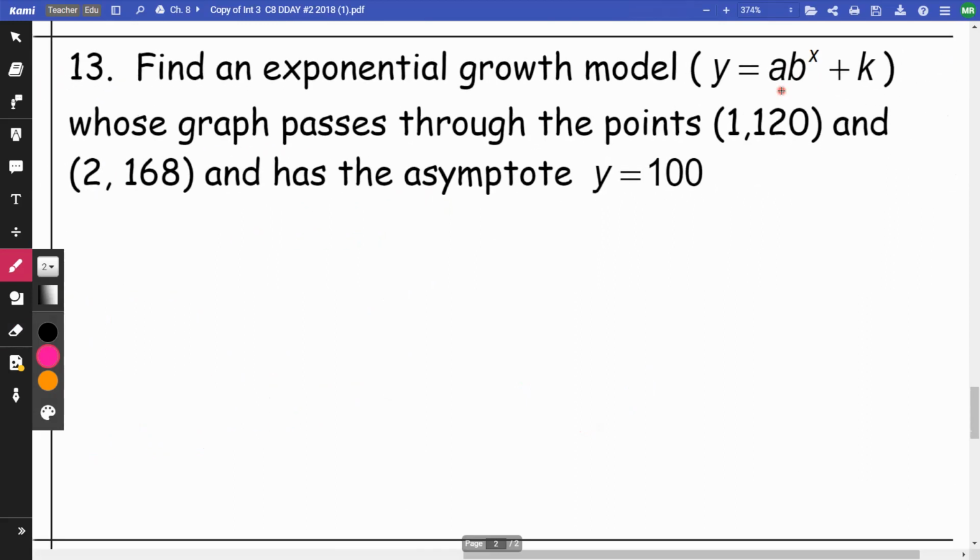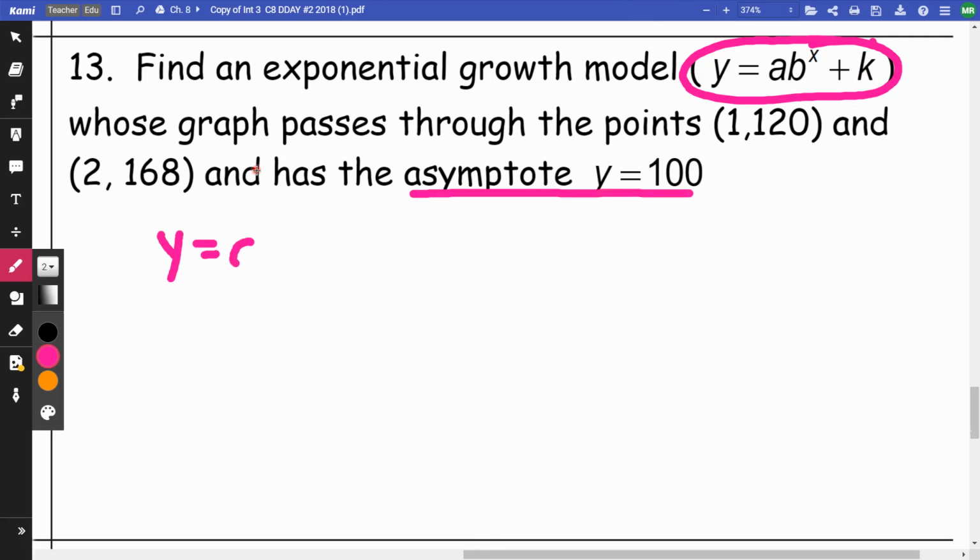Okay, so we have this equation, which is an exponential equation with an asymptote at y equal k, and we have these points it passes through. Now, here's the key here. It has an asymptote at 100. So I know this is going to be y equal a b to the power x plus 100.